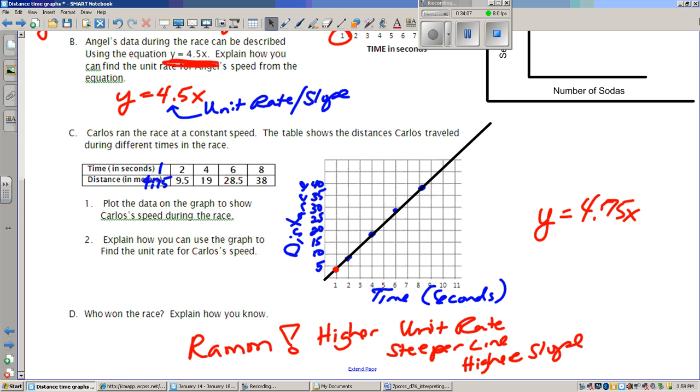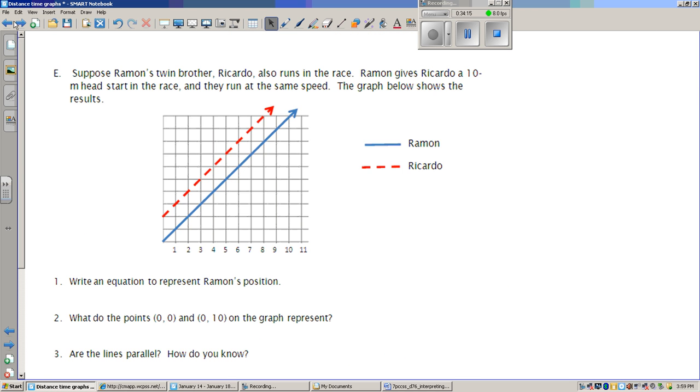All right, flip over to the next page. I have it on another slide here. Suppose Ramon's twin brother Ricardo also runs in the race. Ramon gives Ricardo a 10-meter head start in the race, and they run at the same speed. So this graph shows the results. Ricardo is represented by the dotted line. Ramon is represented by the solid line.